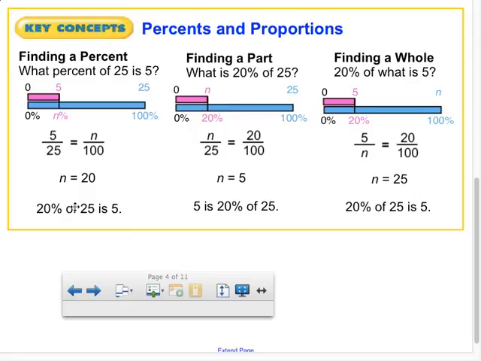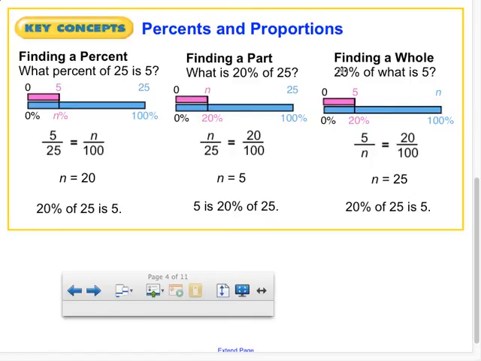If you look at this other problem over here, finding a part. So what is 20% of 25? So if we know the whole and we're trying to find 20% of it, 20%, that's easy to write as a ratio, 20% over 25, n is in the numerator. We did a problem like that. Do you guys understand how that's a little different? We're trying to find what is 20% of the whole going to be, or 20% of 25. Do you guys understand that problem?